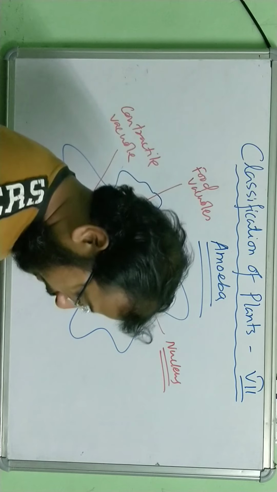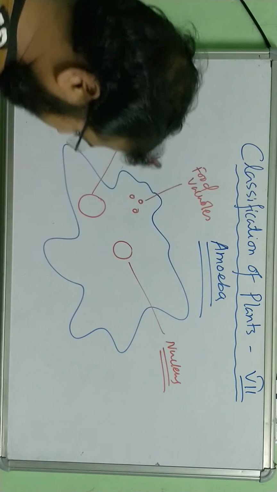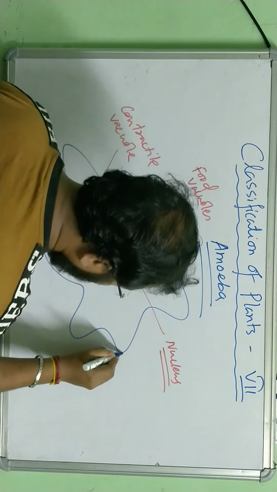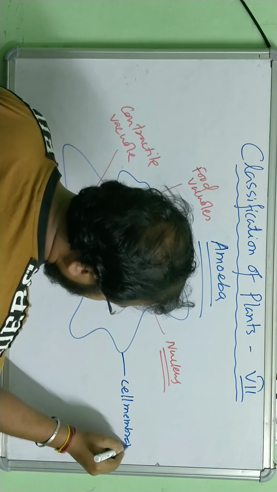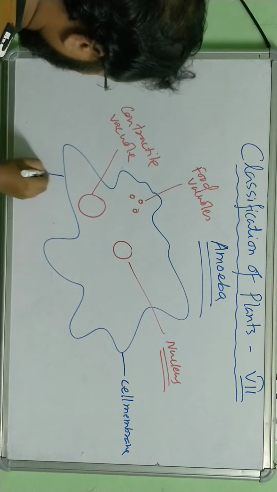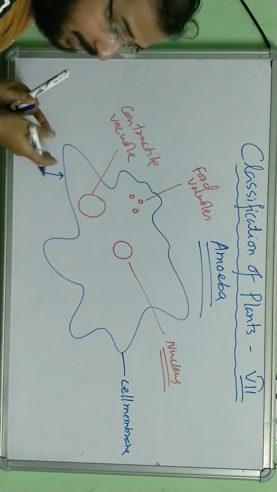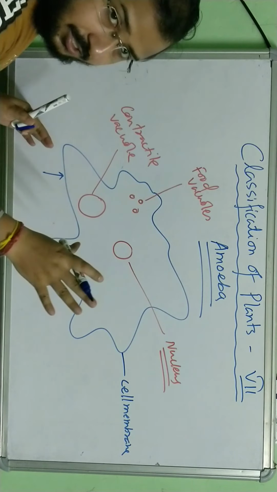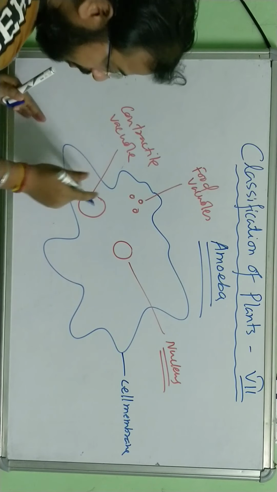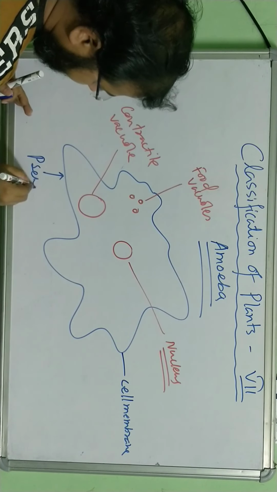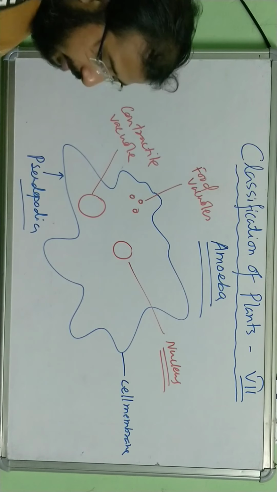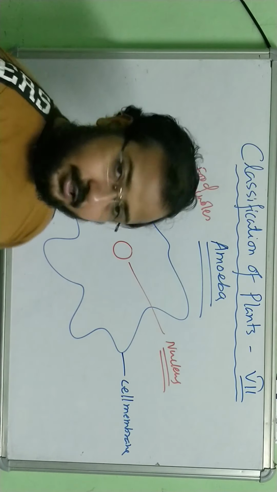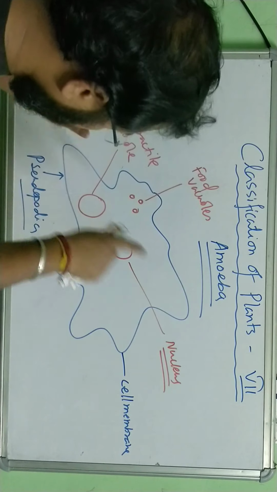And one important thing is that this is the outer membrane called the cell membrane. And this one you can say the longest extended part. In many directions the extensions are there, but this is the longest extension. So this is the pseudopodia. Pseudopodia. Clear?